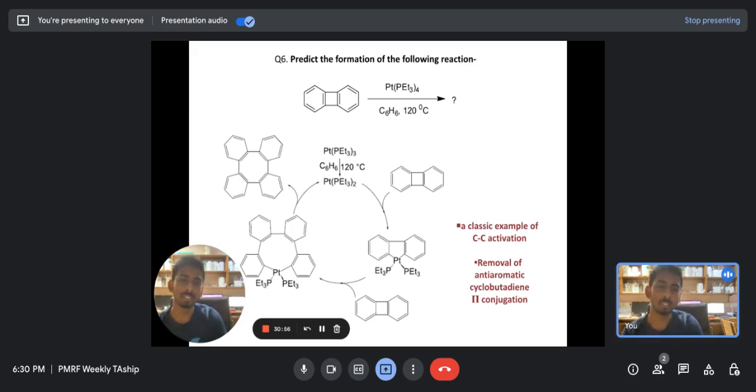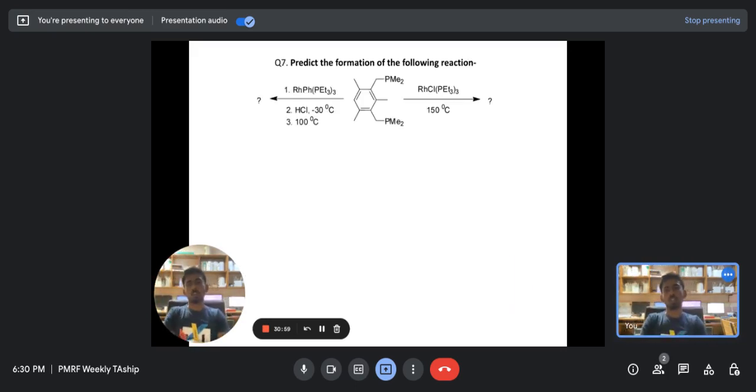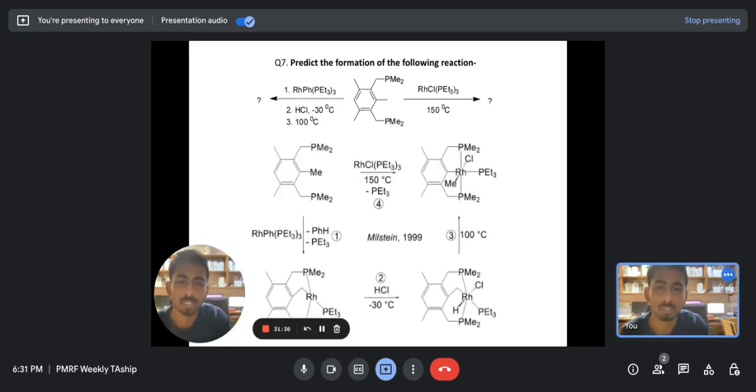Now let's come to the seventh question. This is the question: predict the product of the following reaction. What happens when this compound is treated with, firstly, RhCl(PEt3)3 at 150 degrees Celsius, and the second option is what happens when this compound is treated with RhPh(PEt3)3, and then in the second step the reagent is HCl at a comparatively lower temperature, that is minus 30 degrees Celsius, and then they are heating it at 100 degrees Celsius. So what is the product? So this is the reaction.